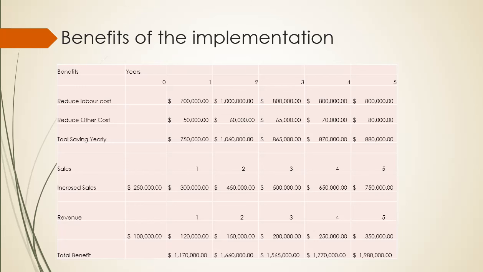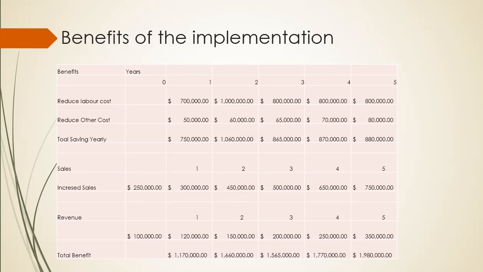And the benefits of the implementation are, at the initial year we don't have any benefit from the implementation, but from the first year to the 5th year, the benefit will increase year by year. As per the spreadsheet, it will reduce the labor cost, so the profit will increase year by year. Then the other cost will reduce, as we can see in the spreadsheet, and total saving will increase.